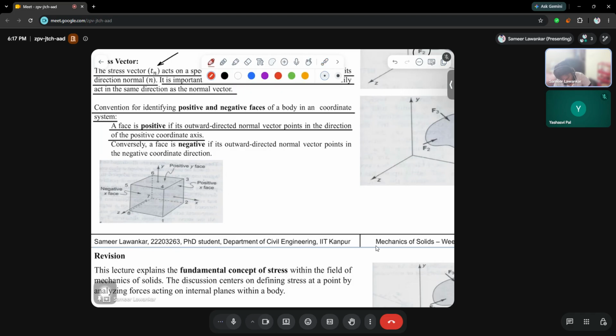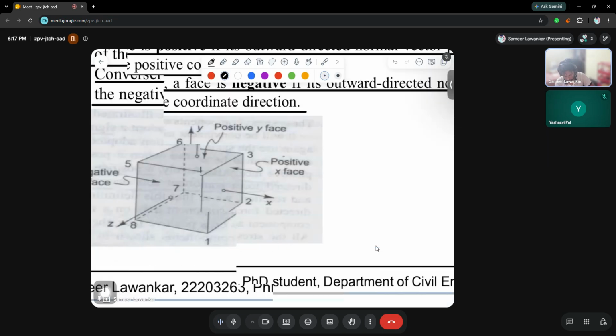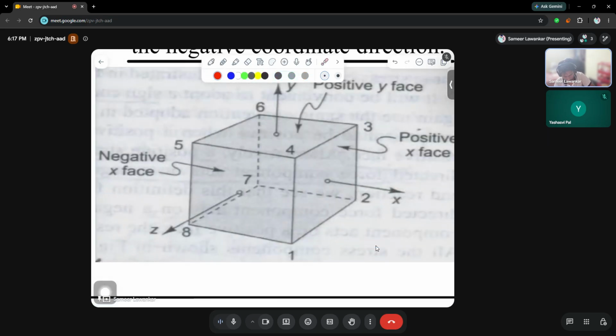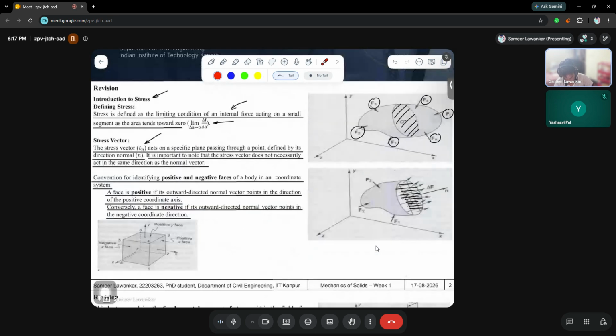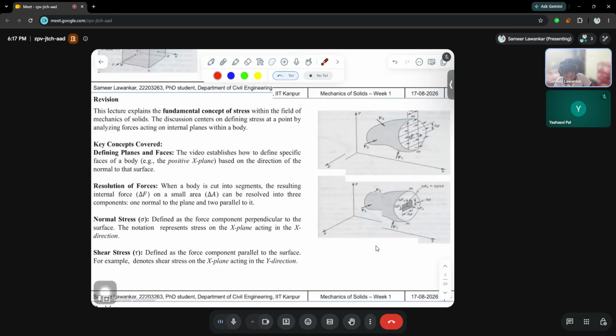The next point is regarding the negative face. Conversely, a face is negative if its outward normal vector points in the negative coordinate direction. As you can see in the before part, this direction is opposite to the x direction, therefore the face will be negative. Okay, this is clear. Let's move forward then.